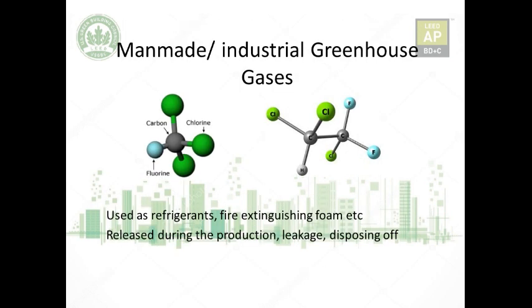Man-made or industrial gases means that they end up in the atmosphere just because of human activity. They would not be there at all if they are not being produced or released in the atmosphere. So they are mainly HCFCs or CFCs used as refrigerants. They are sometimes used in other applications like fire extinguishing foam and some others. They are released during the production inside the facility or factory. They're released in the atmosphere by some leakage and also when you are disposing of your old equipment.